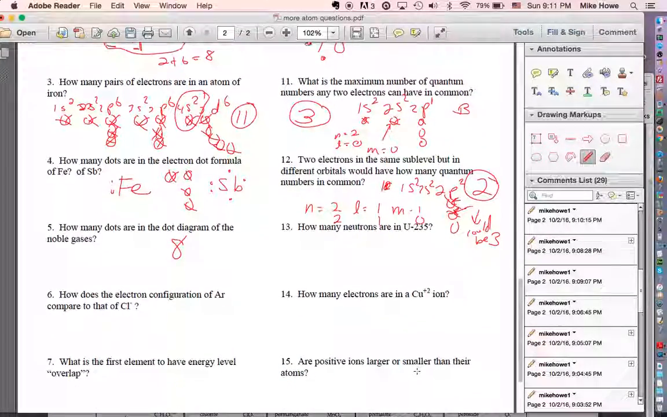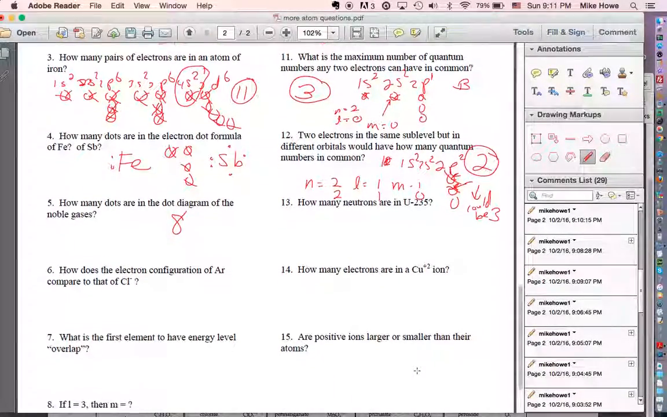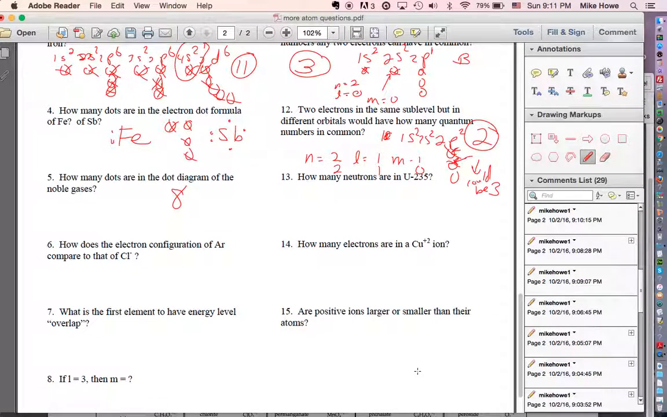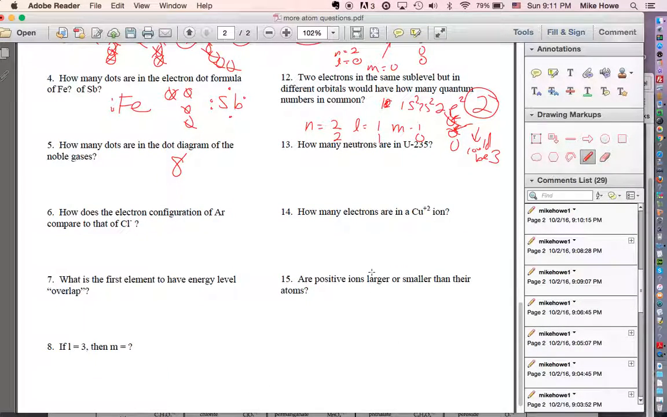Okay, how many neutrons in U-235? Oh, I skipped some questions down here, didn't I? So how many neutrons in U-235? U-235 is 92. 235. If I subtract those, I'm going to get a 3. And 13 minus 9 is 4. So it looks like 143.